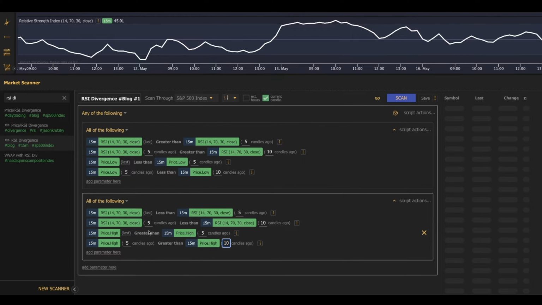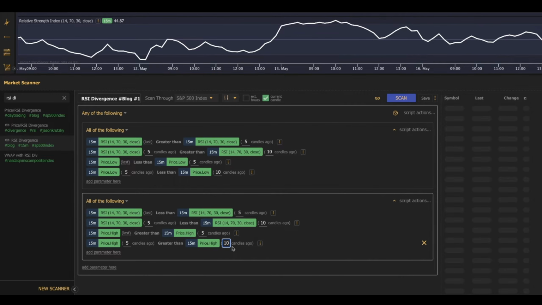Now we've got the bearish setup here. RSI on the current candle is less than RSI 5 candles ago. RSI 5 candles ago is less than RSI 10 candles ago while we're making higher highs. The high on the current candle is greater than 5 candles ago. The high 5 candles ago is greater than the high 10 candles ago.